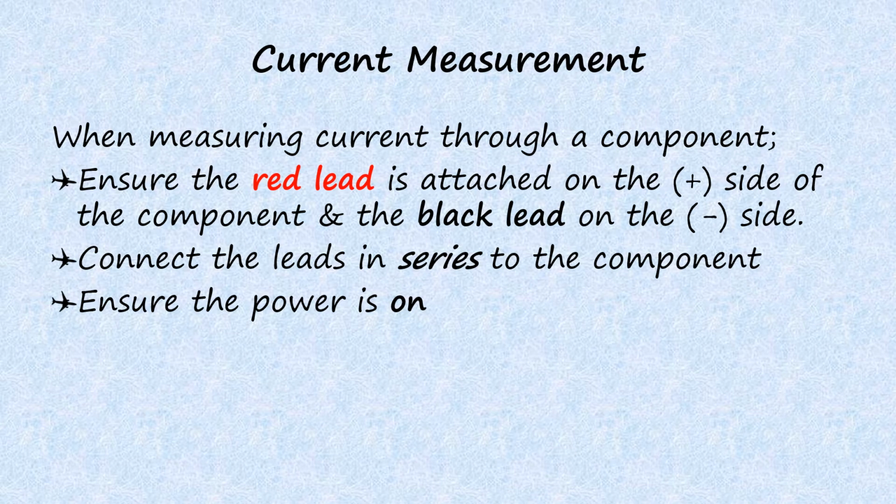When measuring current through a component, first ensure the red lead is attached on the positive side of the component and the black lead is on the negative side. Connect the leads in series to the component and then turn the power to the circuit on.